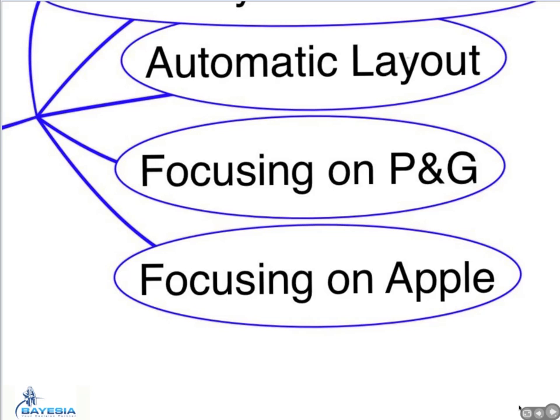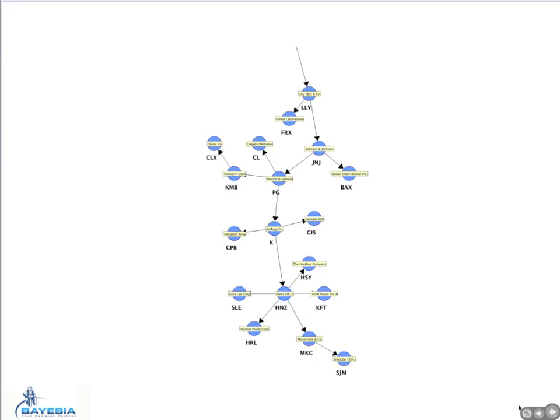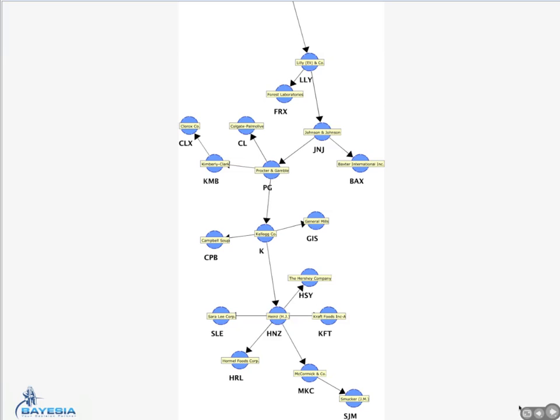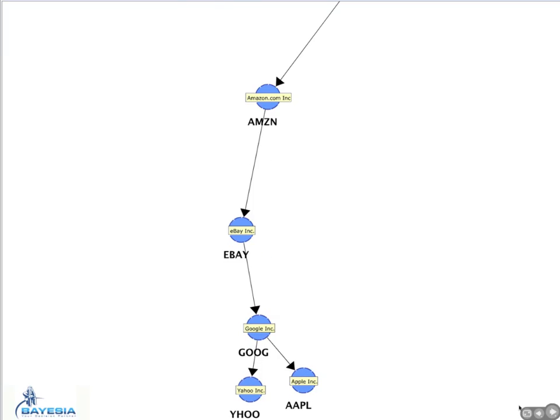And once we are there, we will take just a few seconds to focus on two companies. P&G first, just to see what the neighbors of P&G are in that bunch of variables. And we will also have a very quick look at Apple, as we are working with Apple here, just to see what the neighbors of Apple are in the stock markets.